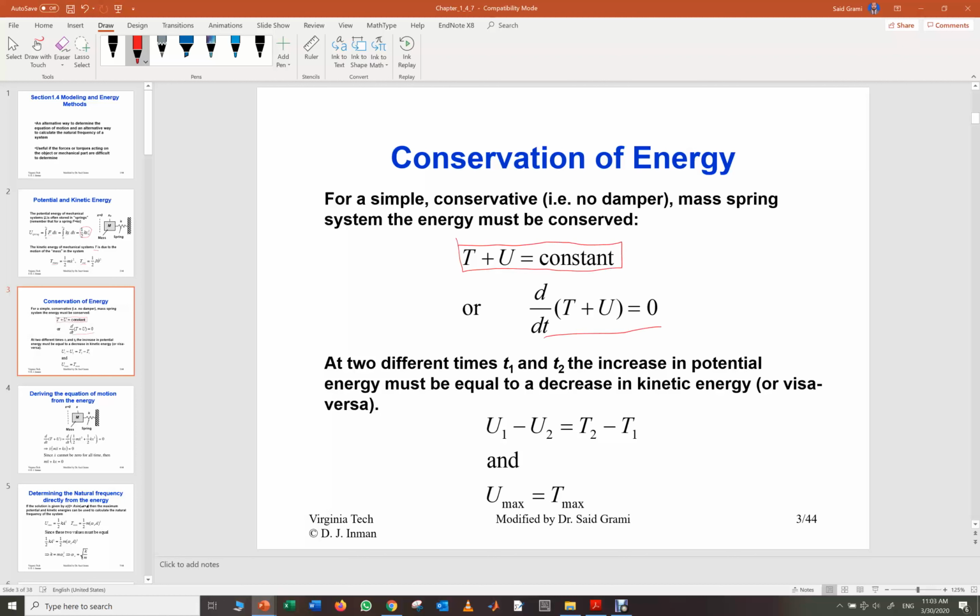Lagrange. So at two different times, t1 and t2, the increase in potential energy must be equal to the decrease in kinetic energy, or vice versa. So U1 minus U2, which is the potential energy, is equal to T2 minus T1, which is the kinetic energy. So in terms of a change of potential energy, it will be equal to the change of the kinetic energy. And we can get that U max, which is the maximum value of potential energy, will be equal to the maximum value of the kinetic energy. So this is another equation.